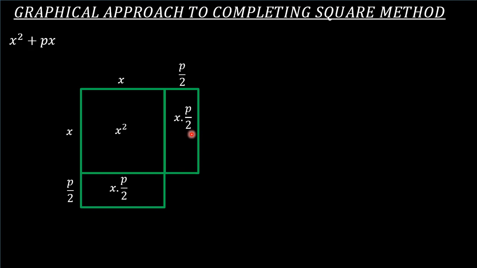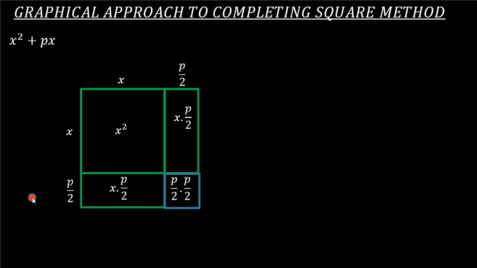Now students, you can see that we can complete the square by simply adding one square over here whose length will be equal to p by 2 and whose width will also be equal to p by 2, represented by this bluish square having an area p by 2 times p by 2.